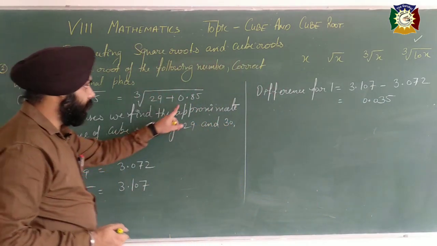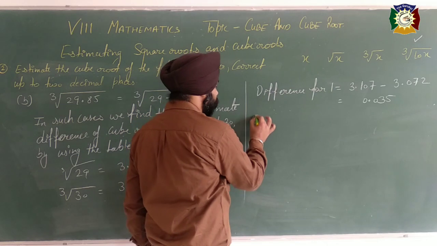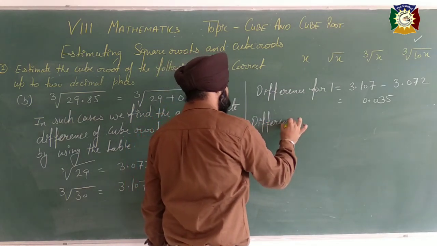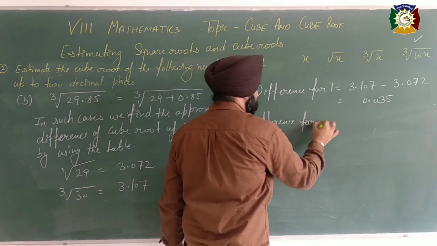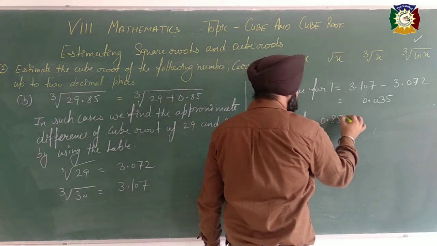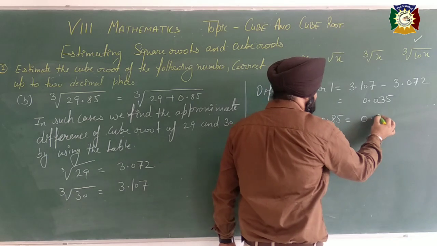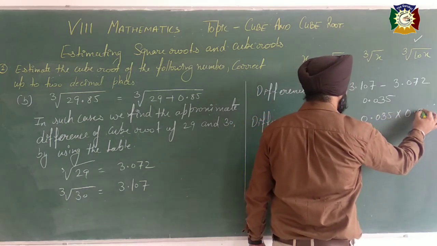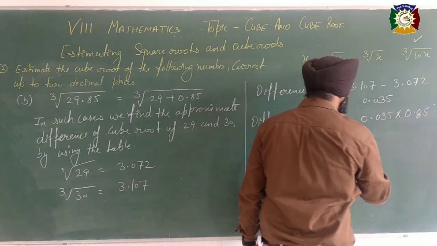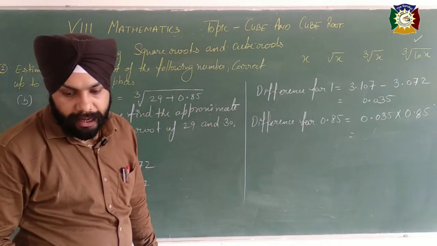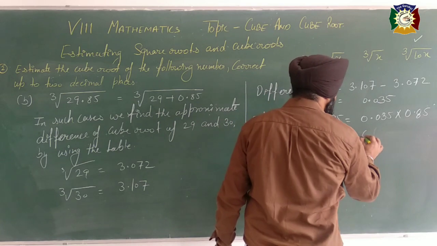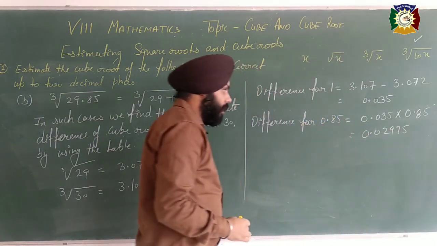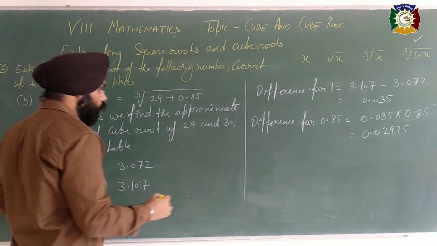Now we have to find the difference for 0.85. The difference for 0.85 is 0.035 multiplied by 0.85, and the product we get is 0.02975.